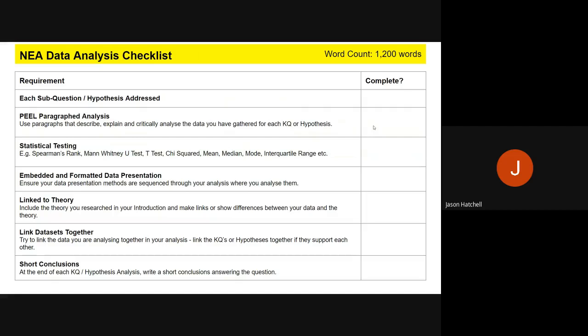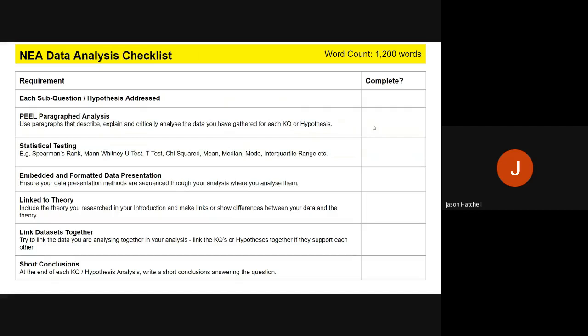You try and link the data sets together. So for example, if you've done an environmental quality survey and a house price survey, you may find that there is a link between those two things, in that the house prices are higher in the places where EQS is higher, for example. And finally, you should have brief conclusions at the end of each of your sections in your data analysis. So if you've written all about key question 1, at the end of your analysis of key question 1 and that data, you should have a brief conclusion which overall says what you found out from that key question and from that data.